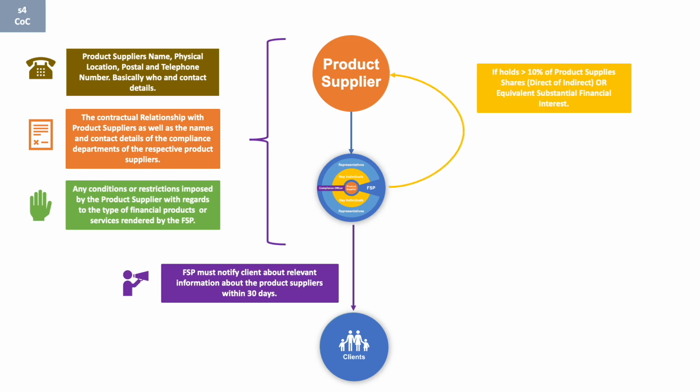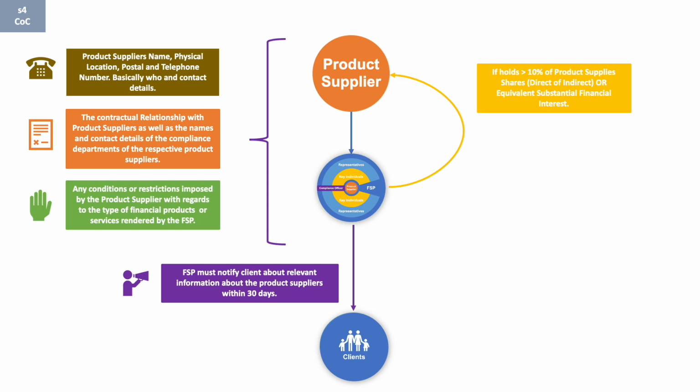Here we see that when there is a financial interest held by the FSP with the product supplier, the FSP must communicate and disclose this fact to the client. If the FSP holds more than 10% of the product supplier's shares directly or indirectly.